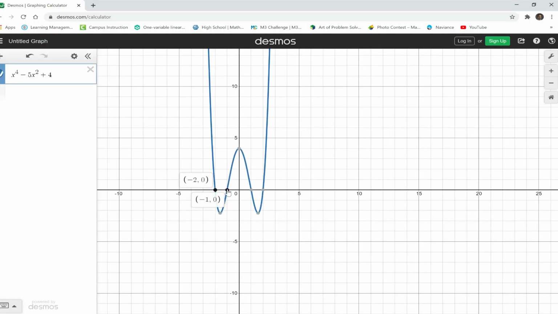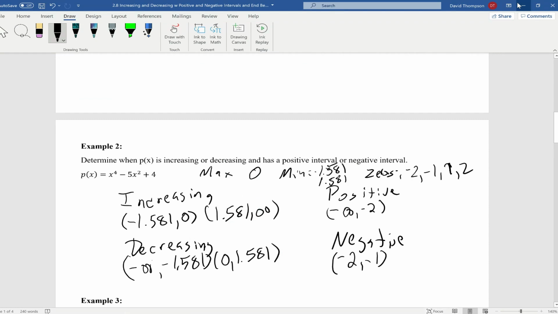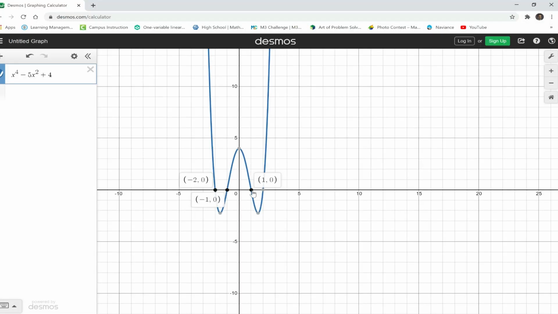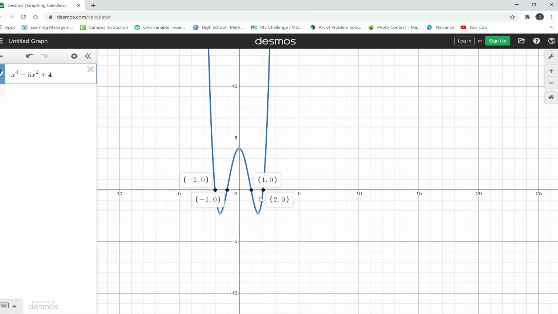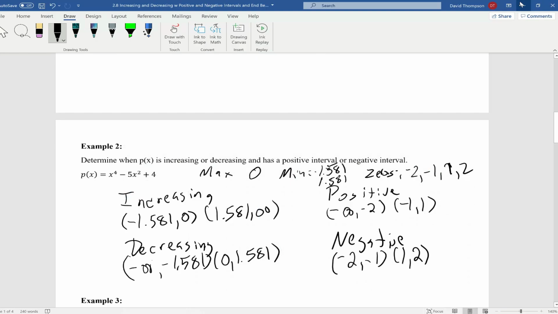Then from negative 1 to positive 1, we're above the x-axis. That's going to be a positive interval. So from -1 to +1. And then from +1 to +2, we switch back to negative. So from 1 to 2, we're negative. And then if we look at the graph from 2 on, we're positive. So we're going to just write from 2 to infinity, and we're done.